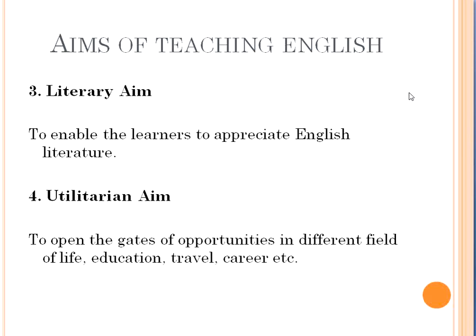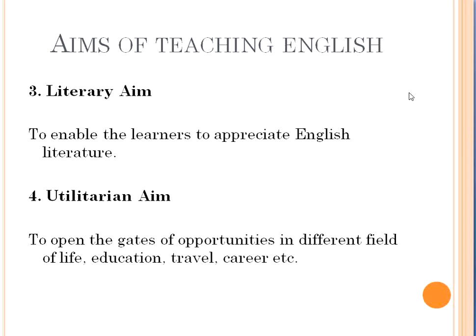Now what is the fourth one? The fourth aim is utilitarian aim. So what is the utilitarian aim? So that you can encourage the student to learn English language for the purpose of opening the gates of opportunities in different fields of life: education, travel, career, etc. So in a sense we can say English is not only a language of a particular region. English becomes the language of the world. Why? Because almost half of the world speaks English language.